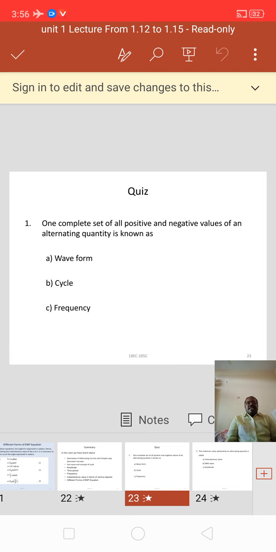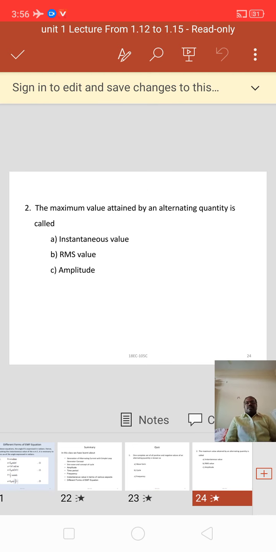One complete set of all positive and negative values of an alternating quantity is known as, options are A waveform, B cycle, C frequency. We noticed that one complete set of all positive or negative values of an alternating quantity is generally known as a cycle.